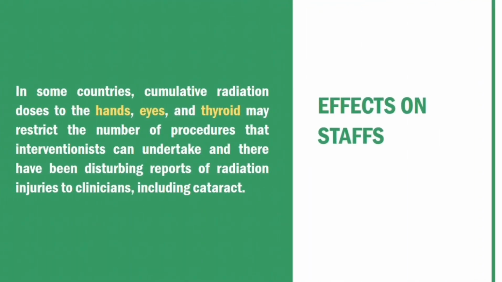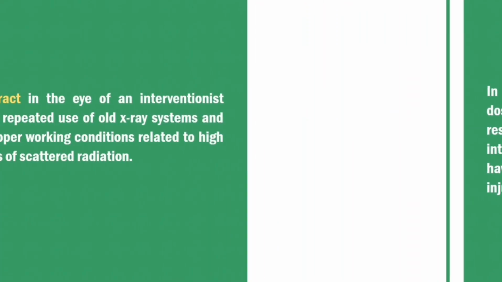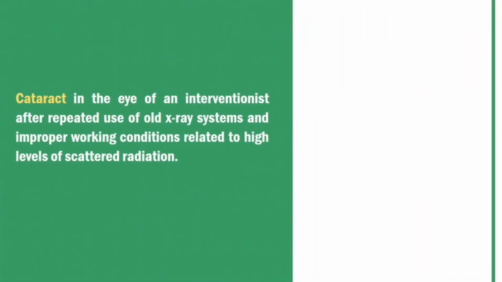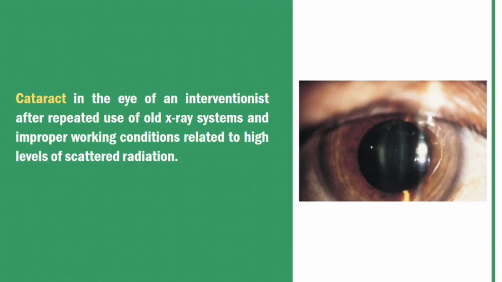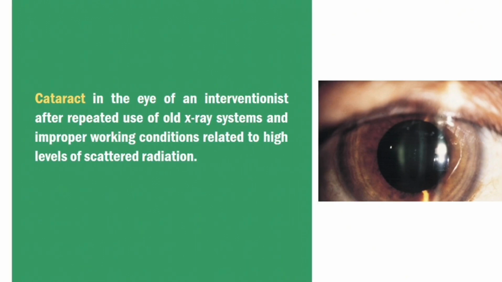In some countries, cumulative radiation doses to the hands, eye, and thyroid may restrict the number of procedures that interventionists can undertake, and there have been disturbing reports of radiation injuries to clinicians, including cataract. As you can see in the picture, this is a cataract in the eye of an interventionist after repeated use of an old X-ray system and improper working conditions related to a high level of scattered radiation.